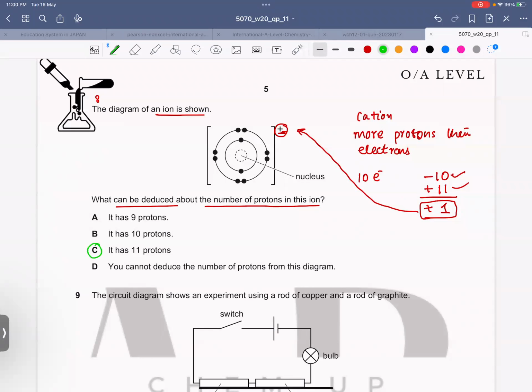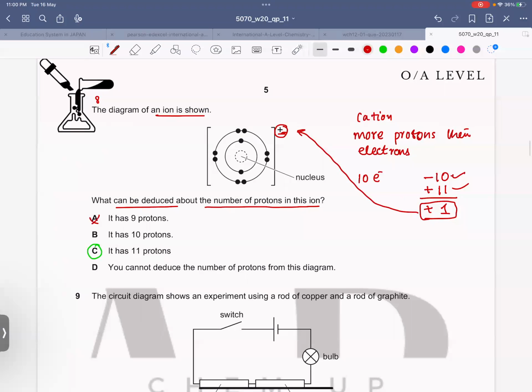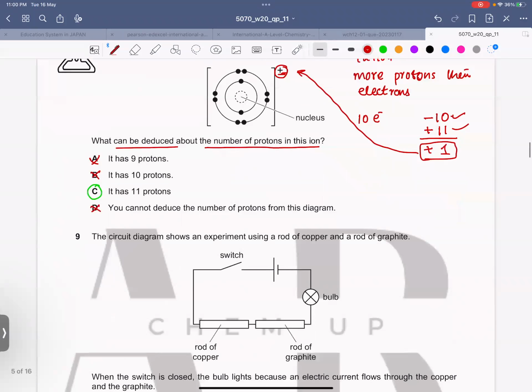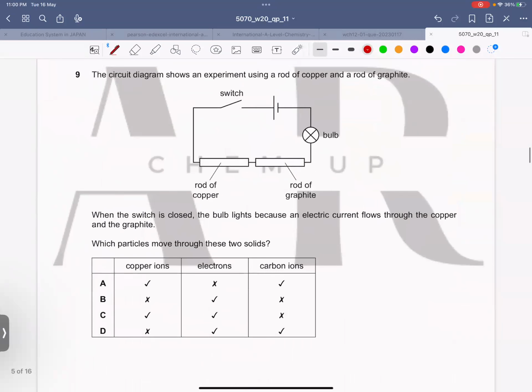Is this clear? Yes. A, B, and D are wrong. If anybody has any doubt, do ask. Okay, now question number 9.